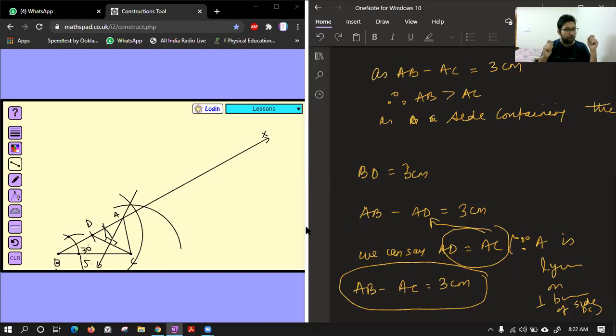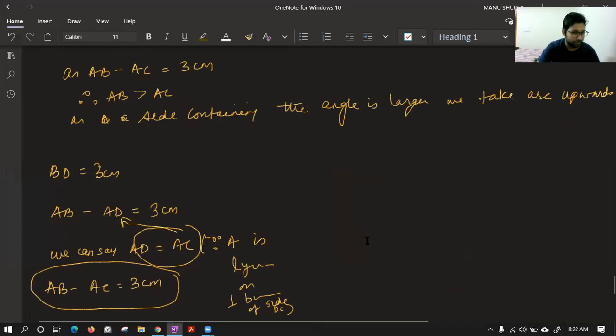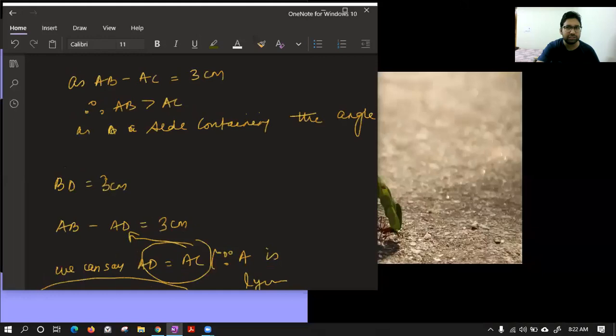Now if you allow, shall I take the next case also, where we take the arc downwards? Okay, now I'm taking that case in which we will take the arc downwards. Just try to observe properly. It is very easy. Sir, the value of AB, but you have to measure it using a scale, na?